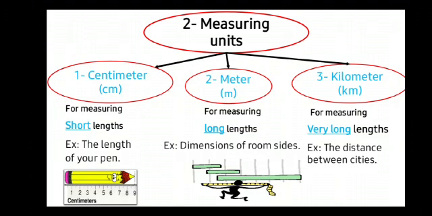So it's suitable for measuring the length of short objects like the length of the book or the pen. The second unit is bigger than centimeter. It's called meter, okay? And meter is a unit suitable for measuring long length. When I ask to know the dimensions of a classroom, I will use the graduated tape or ruler. I will use the graduated tape to know the dimensions of the classroom.